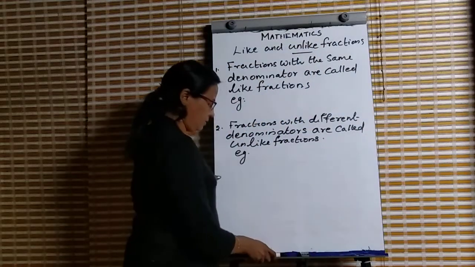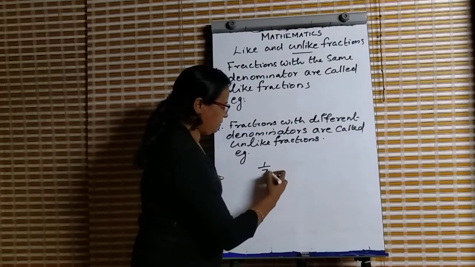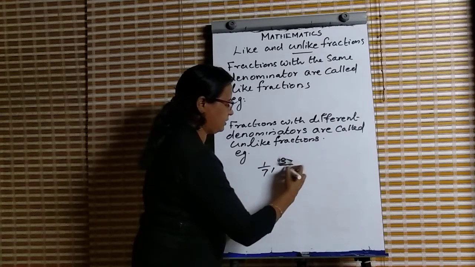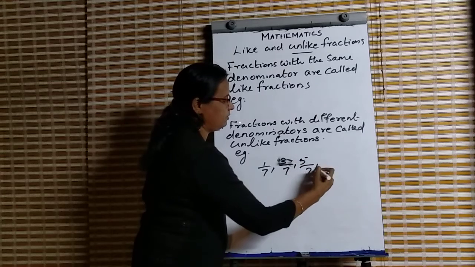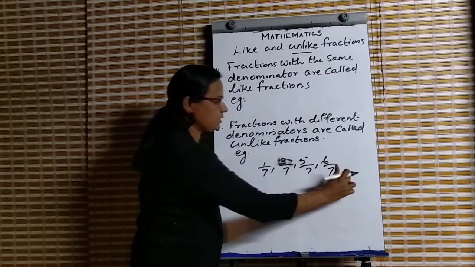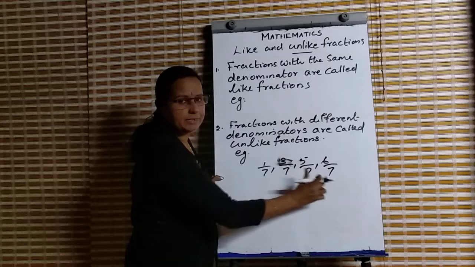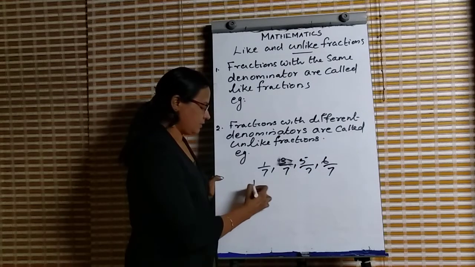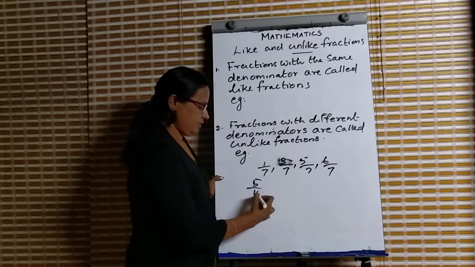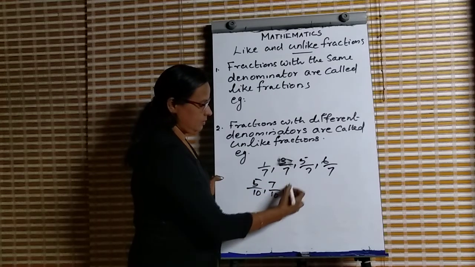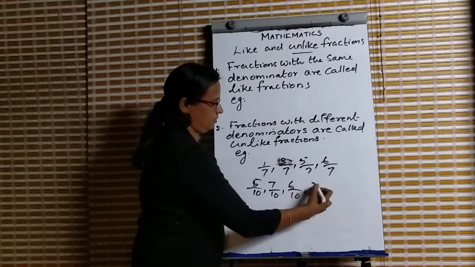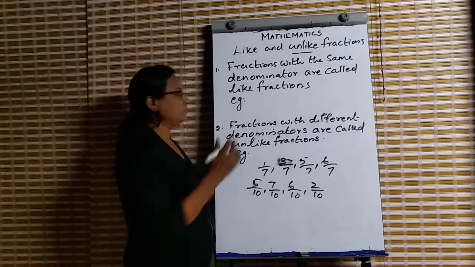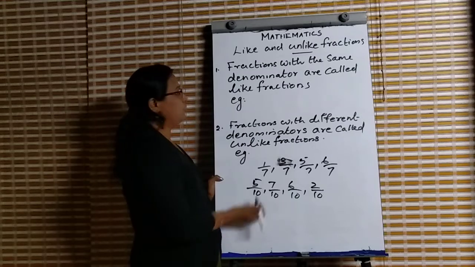Listen. The example: 1 by 7, 3 by 7, 5 by 7, 6 by 7. These fractions are having the same denominator 7. So these are called like fractions. Another example: 5 by 10, 7 by 10, 6 by 10, 2 by 10, etc. are also like fractions. Fractions having the same denominator.